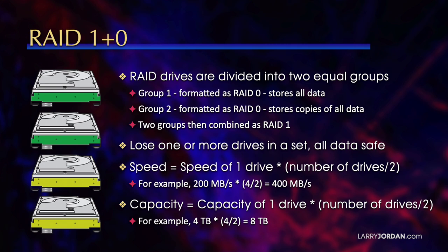We calculate the speed as the speed of one drive times the number of drives divided by 2. In our example, 400 megabytes a second. And the capacity is equal to the capacity of one drive times the number of drives divided by 2. 8 terabytes in my example.